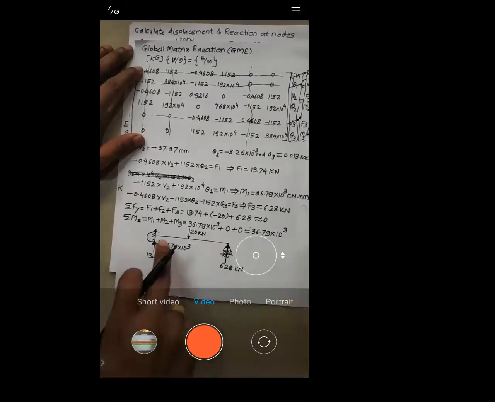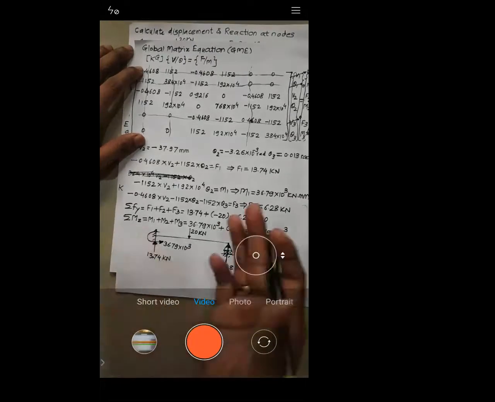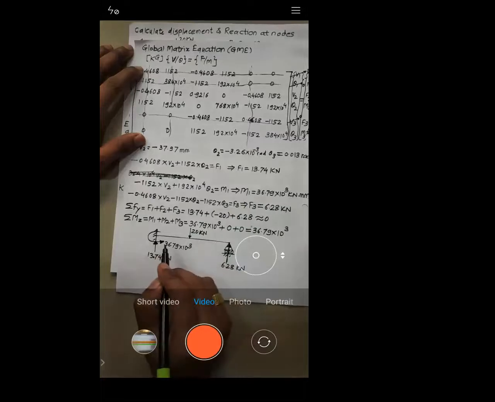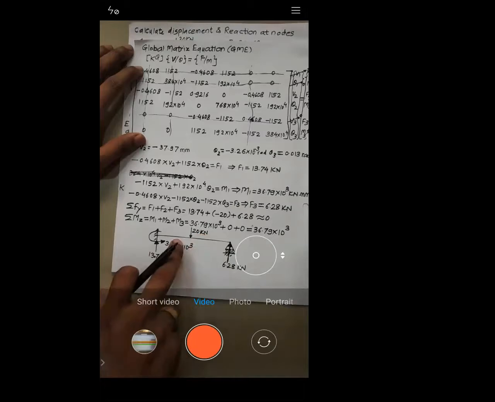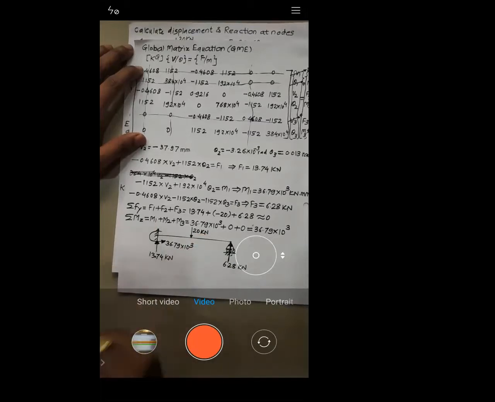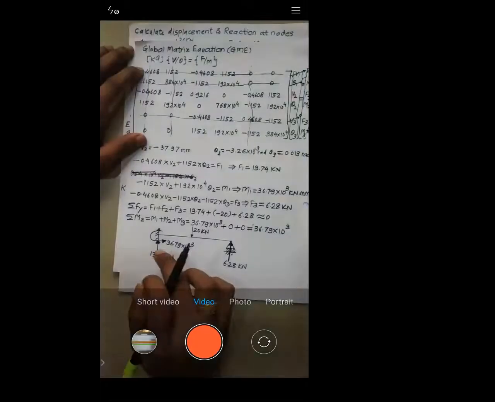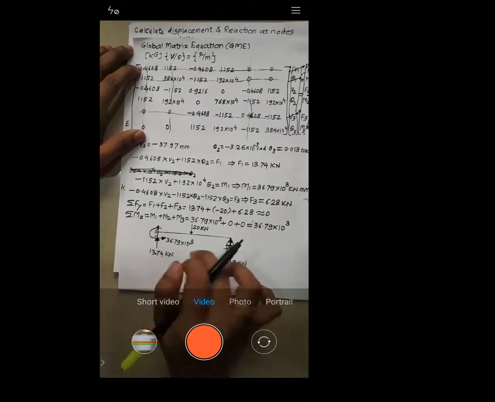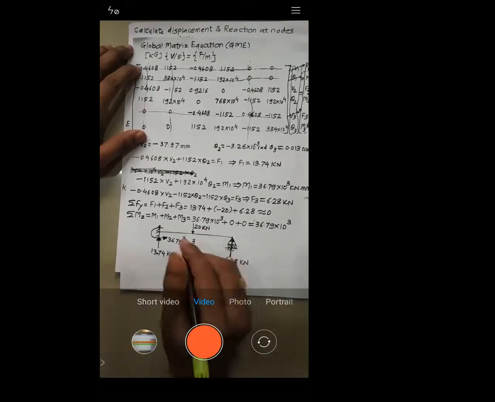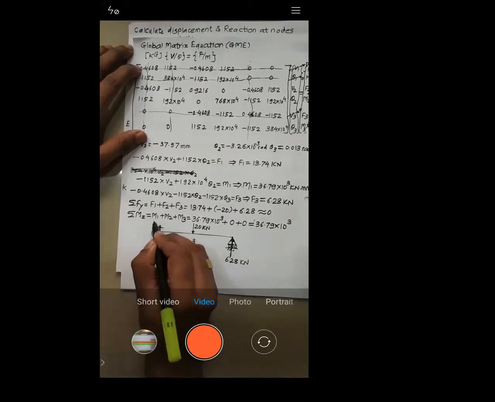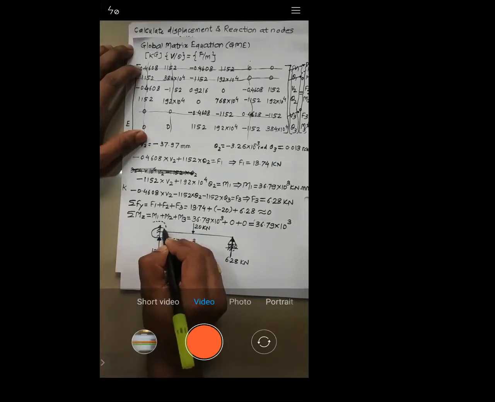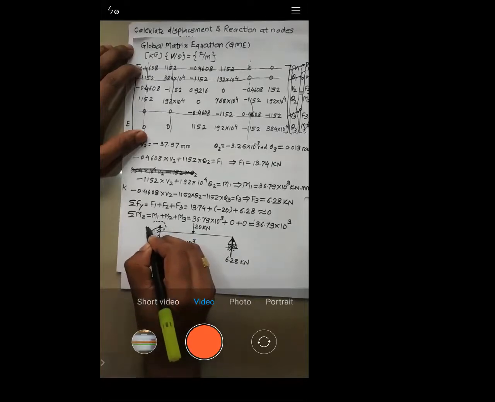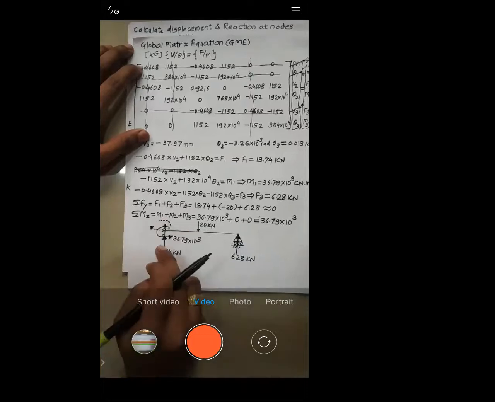Now see, this summation of moments is not coming to 0. How will it come to 0? See, this moment is produced by the application of 20 kilonewton. So if you want to balance this moment, you need to produce a moment of the same magnitude but in the opposite direction. So I will produce a moment with the same magnitude but in the different direction.